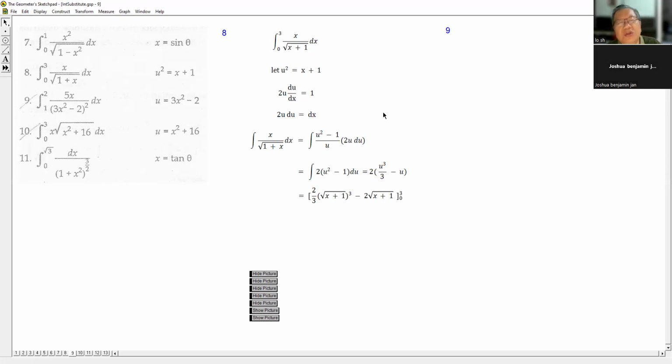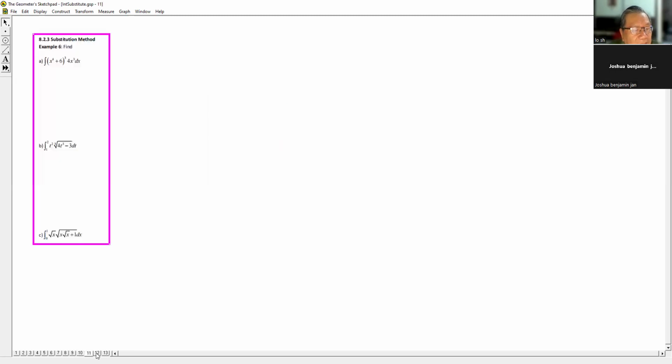Why do I want to use u squared? Because when I put the u squared inside here, the square root of u squared, they will cancel each other. So there will be no more square root there.